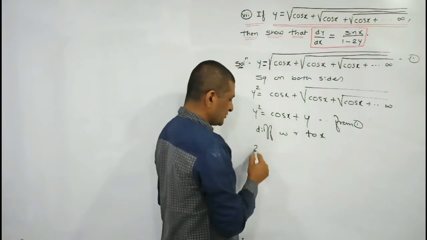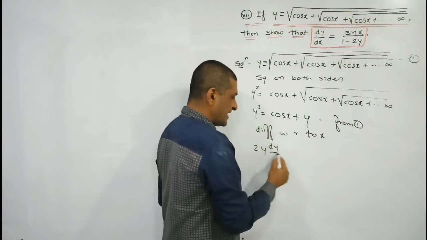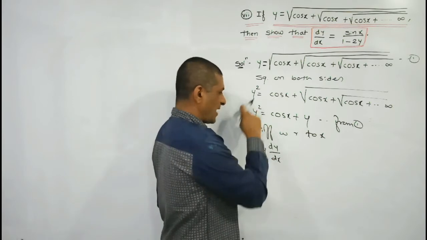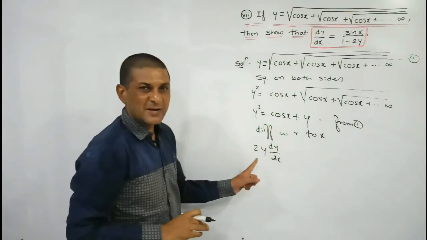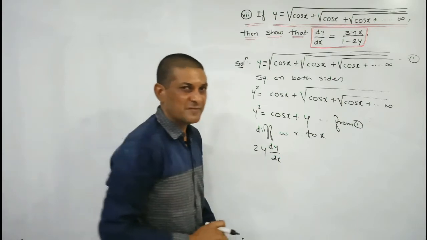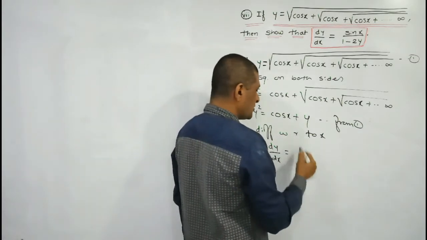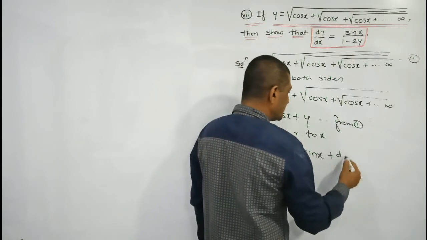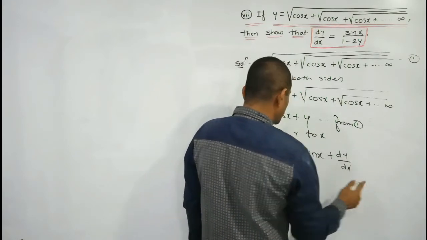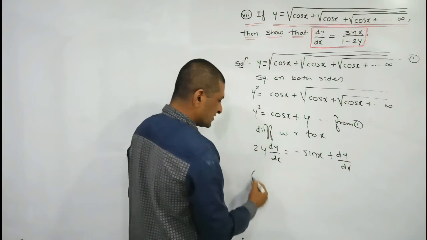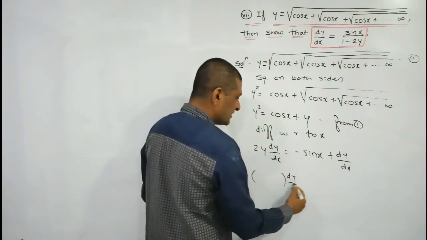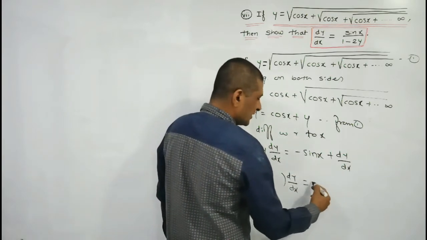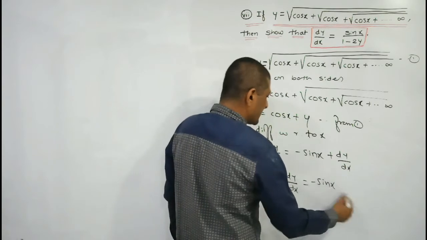So the derivative of y square is 2y dy by dx. First we take the power of y as a coefficient, decrease its power by 1, then the derivative of y is dy by dx. On this side the derivative of cos x is minus sin x, and the derivative of y is dy upon dx. So collect the terms of dy upon dx. How many terms of dy upon dx are there? 2 terms. So which is equal to, on this side minus sin x, keep it as it is.